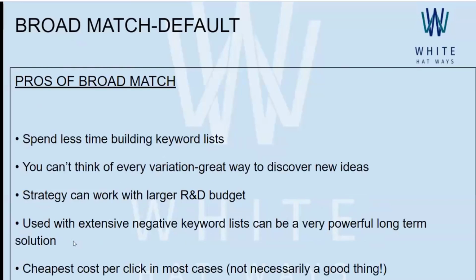So the pros of the broad match type. What are the pros? The pros are that you spend less time building a keyword list. Obviously, you are not spending a lot of time determining which match type you should ideally be using. So you are spending less time building the keyword list. You can't think of every variation. It's a great way to discover new ideas. See, they are very flexible. There are chances that somebody who is looking for learn internet marketing course might get to see your ad which has a keyword as learn digital marketing course.